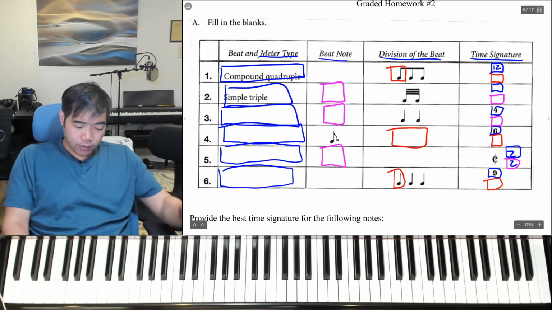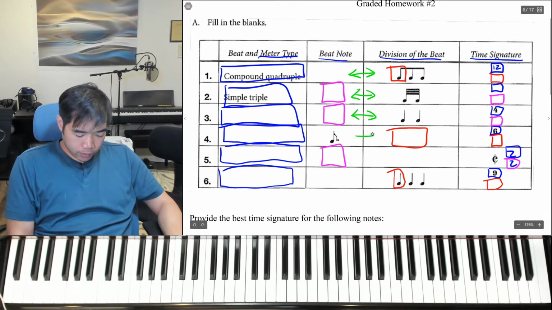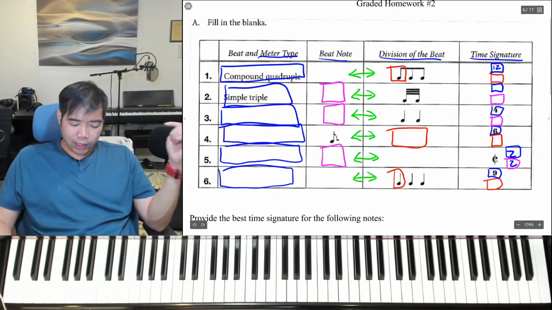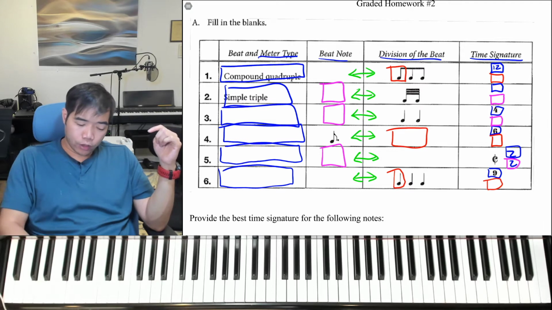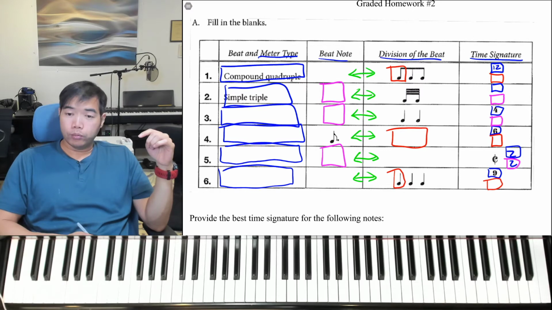Lastly, the beat note and division are completely related. So if you have one, you also have the other. You can determine the other. Obviously, it matters whether you are in compound or simple time. Okay, but basically you're just adding the division of the beats together to form your beat note.